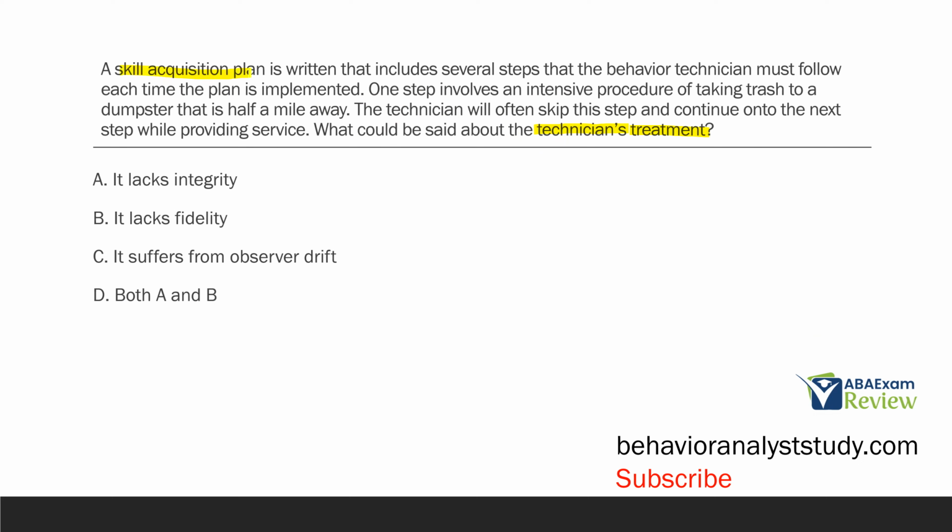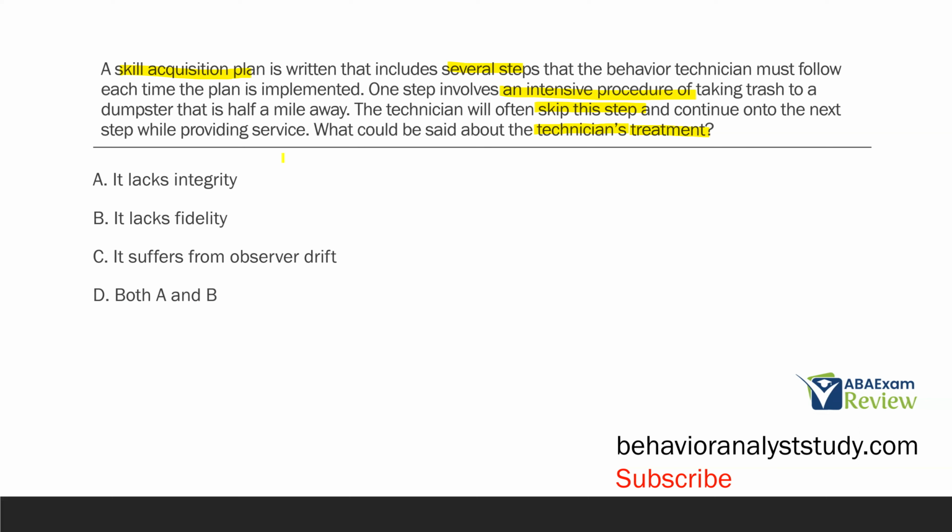We're using a skill acquisition plan that includes several steps that the technician must follow each time the plan is implemented. However, the technician often skips the step that involves an intensive procedure of taking trash to a dumpster that is half a mile away. So, for whatever reason, whether the step is too intensive, the technician forgets, doesn't feel like it, whatever the reason may be, the technician is not implementing this plan as intended. So, what could be said about the technician's treatment relative to how it's being implemented? A, it lacks integrity. Sure.